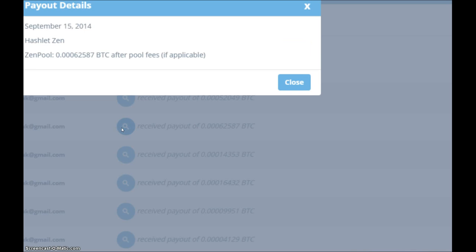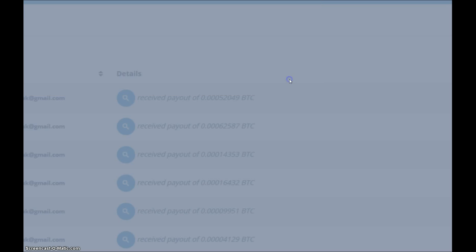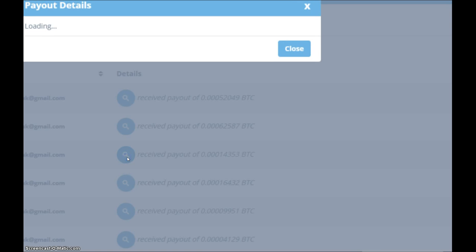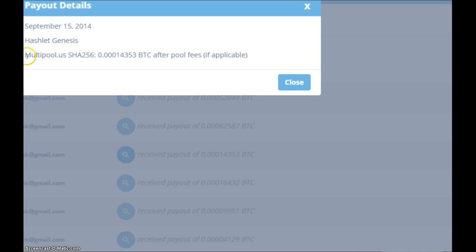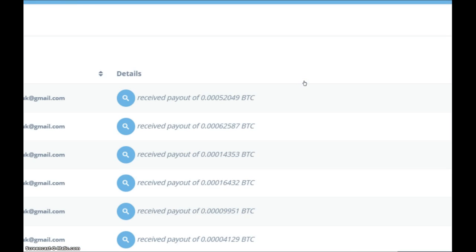The next one we have is the Hashlet Zen. Nice payment, 62,587. That actually was slightly higher than what the average was on the rates page that we just saw, so it's slightly above that, which is nice. And then last but not least, we have the Hashlet Genesis, which was using multiple ASICs at the time. 14,353. So that's good. Not bad payments at all.